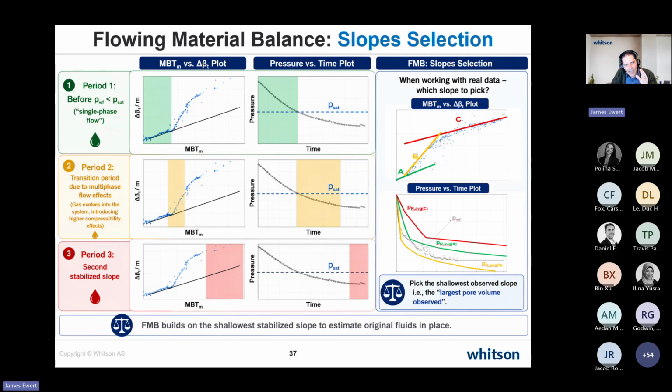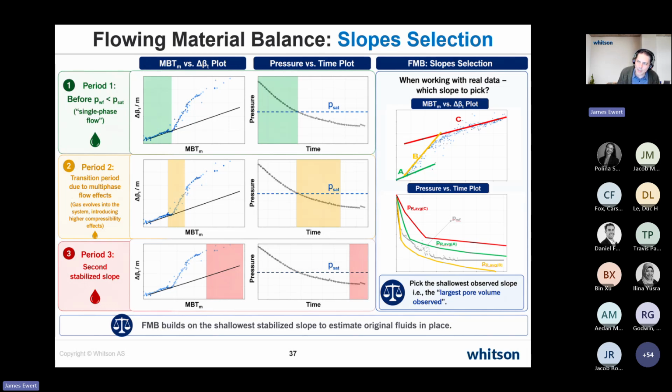But what's really great is that in that period one, that first period we're going to be focused on, we can get a really good estimate of the contacted volume depending on how long it produced before it went below bubble point, okay? And so our strategy for oil wells that have kind of messy data, GOR all over the place, is we're going to focus on that early time data as our initial estimate.